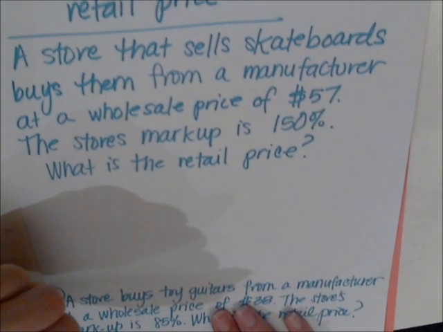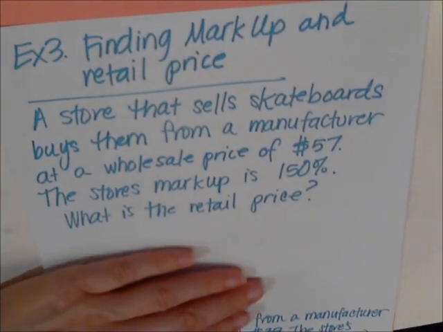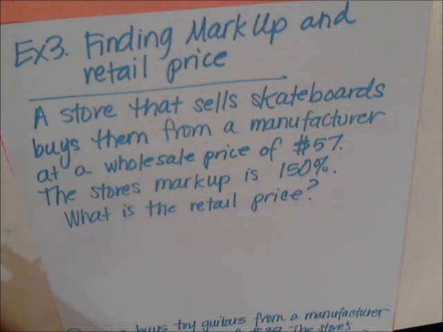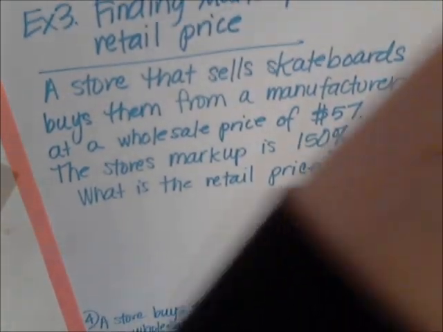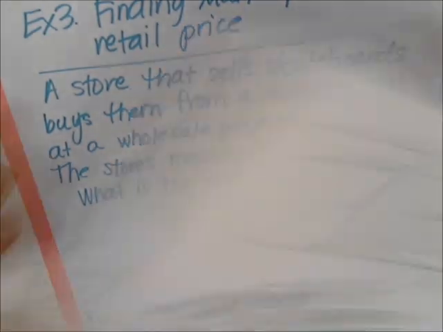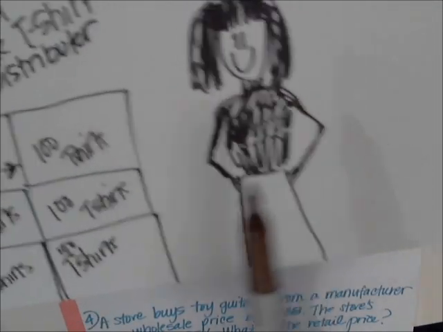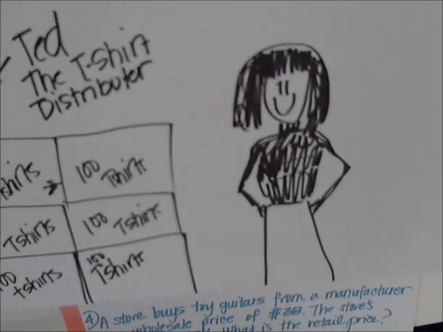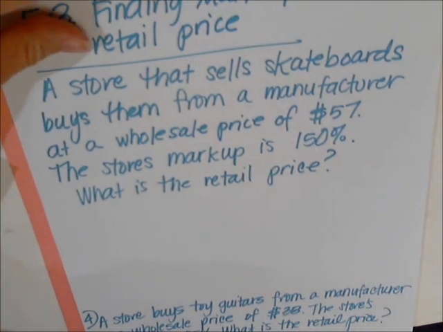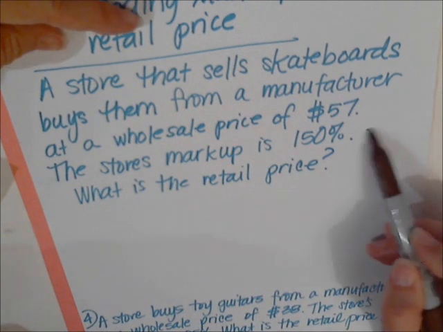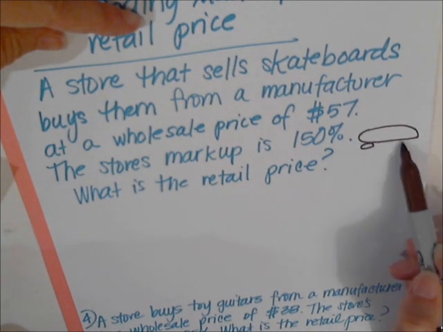Now, this example is finding markup and retail price. Remember when I taught you in the last session, I told you about Mia's shop and how Mia buys wholesale, and then she, as a store owner, has to put a markup on her items. So here we're going to be looking at the same sort of thing, except this is about a skateboard store.